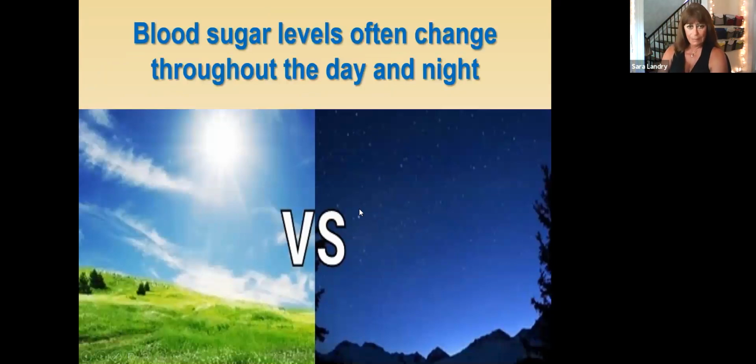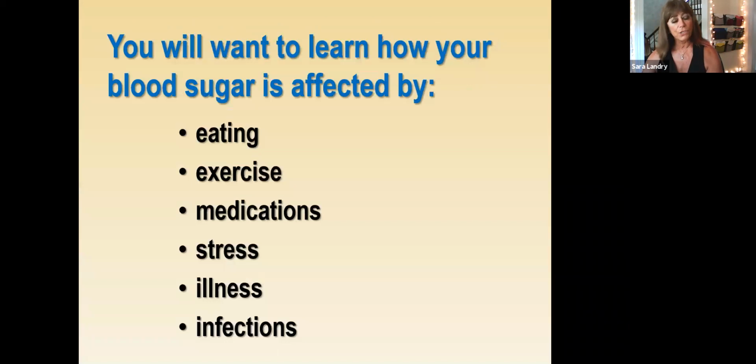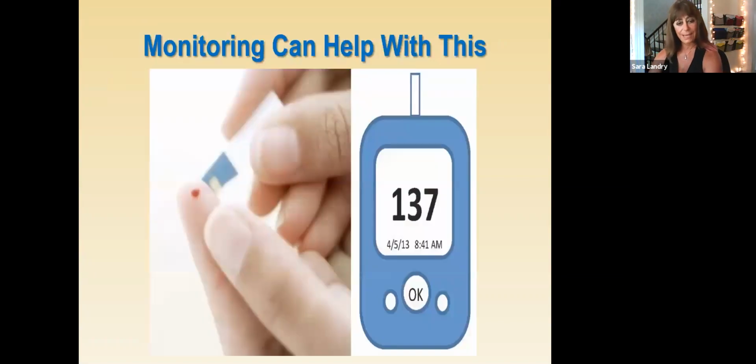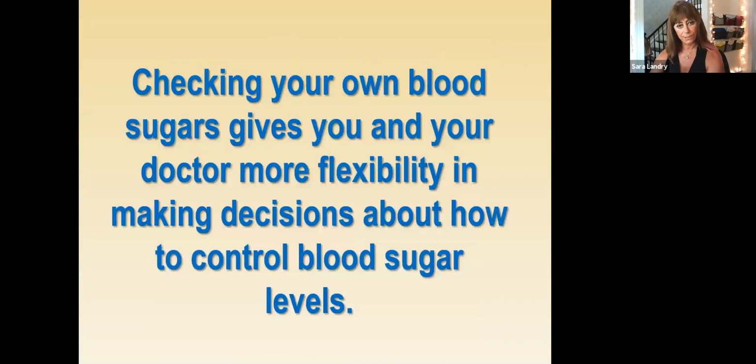Now, let's talk about blood sugar levels. Blood sugar levels will often change throughout the day and the night. They don't stay stable. They're like blood pressure. You know that your blood pressure goes up and down. So if you're a care provider for somebody with diabetes, or if you have diabetes, you want to learn how your blood sugar is affected by eating, exercise, medications, stress, illness, and infections. And that's why it's incredibly important to monitor your blood sugar on a regular basis.